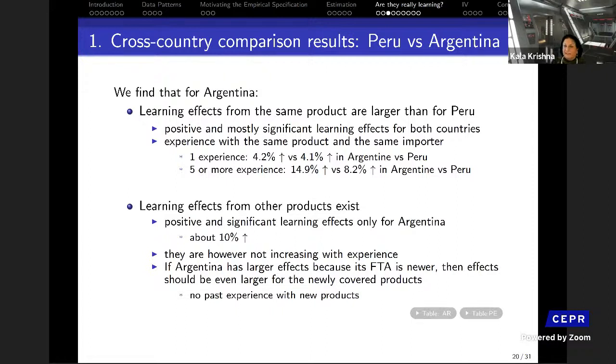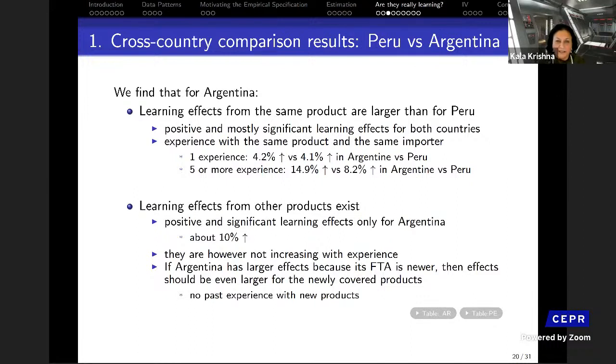So this is showing very clearly that you have much more learning in Argentina than Peru, and that's exactly what we had expected. The second thing is that learning effects from other products also exist, but they're positive and significant only for Argentina, and they're about 10%. They're not increasing with experience. So this suggests that these are one-off learning effects. If you have experience, it raises the probability of using it with other products, but it's not increasing with the experience. So there's something in common, but it's not monotonic.